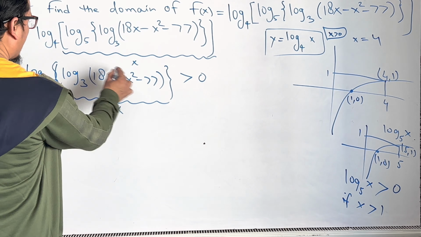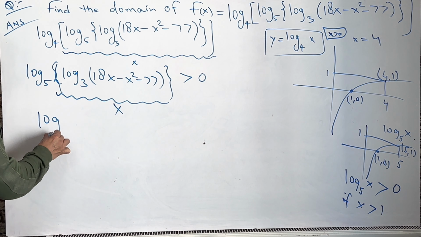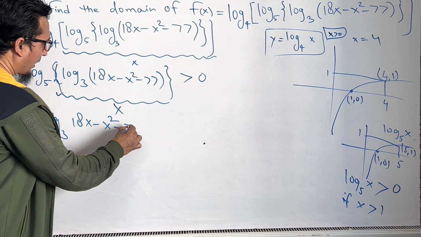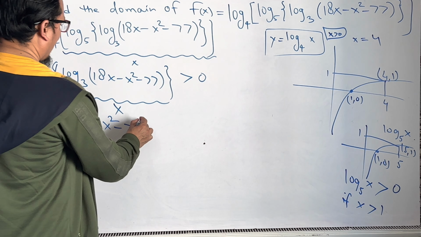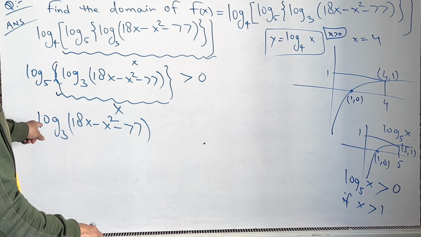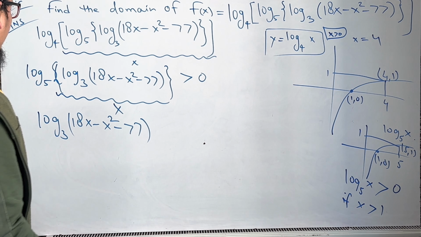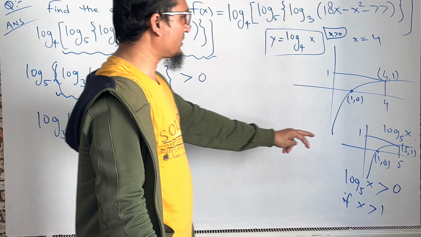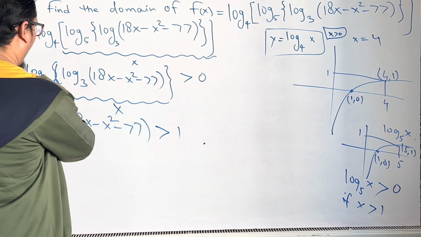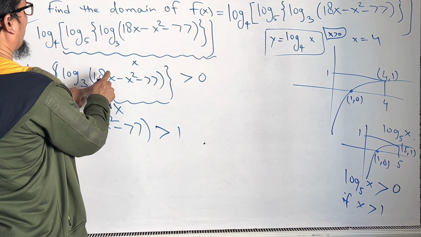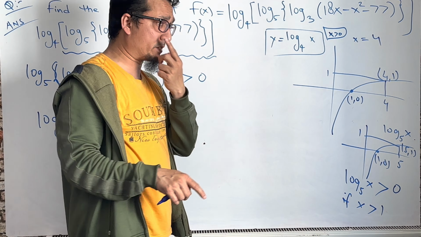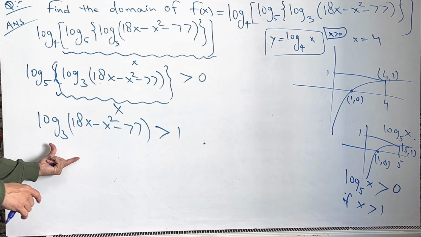So you can say this is your x: log base 3 of (18x minus x square minus 77). If this whole value is greater than 1, for example 1.1, then log base 5 of 1.1, you will see the answer is greater than 0, right? So again we got a condition.